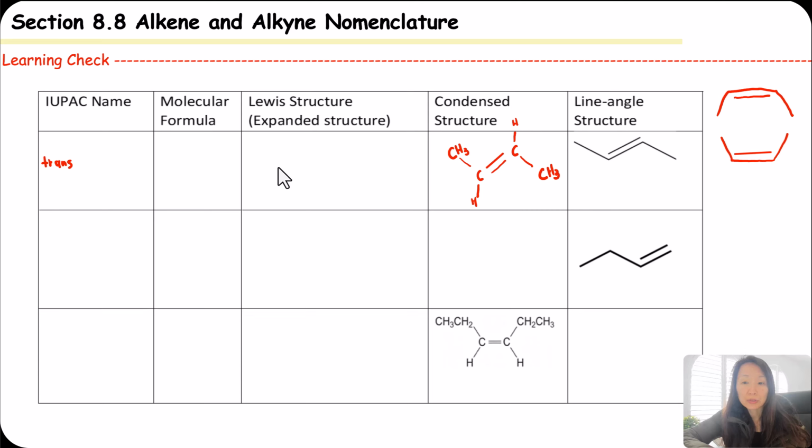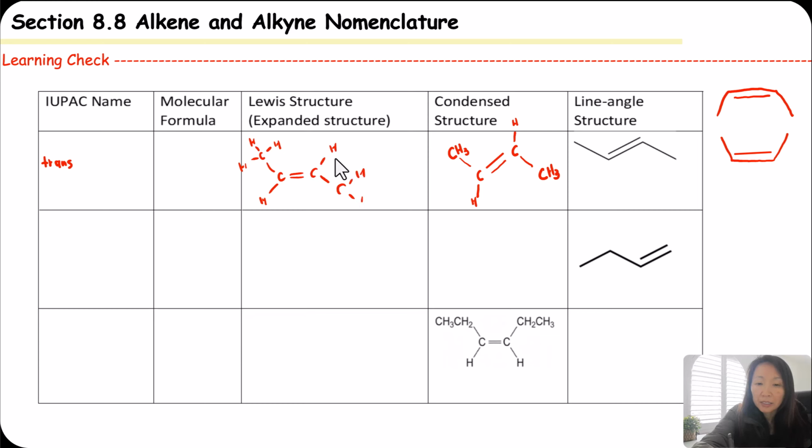Let's draw the Lewis structure. We're going to expand it out, and let's keep the zigzag line going. See, double bonded, and this might be a little better image of what it looks like in a trans form. What is the molecular formula? We'll count all the carbons. You'll notice there are 4 carbons, and how many hydrogens? 8. All right, so let's go ahead and name this.